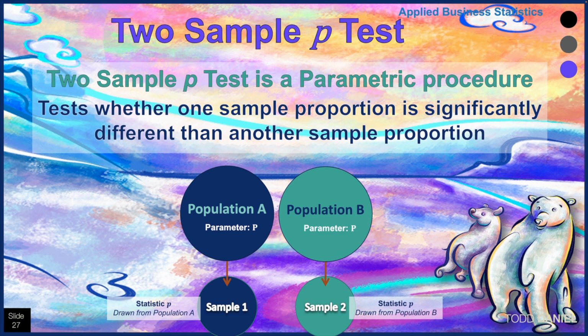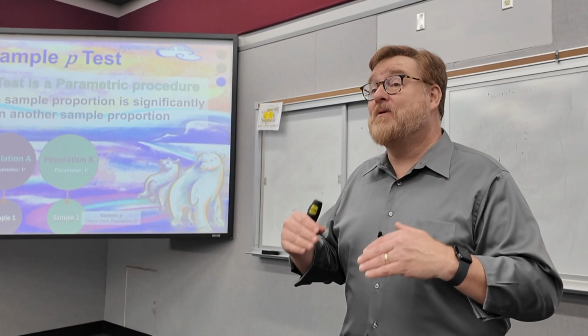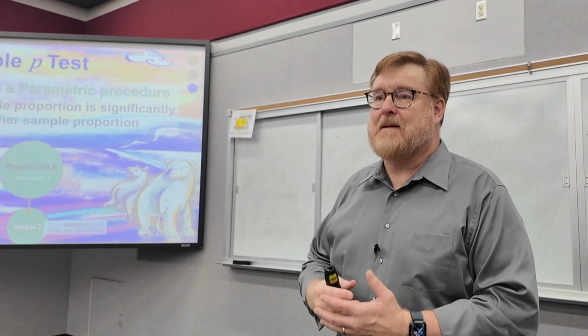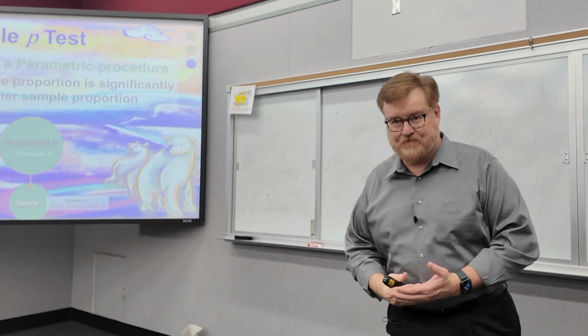A two-sample proportion test is a parametric procedure. What does that mean? I have two samples drawn from populations. The sample proportion is a statistic. The population proportion is a parameter. So I am using sample proportions to estimate population proportions. That's why this is a parametric test.